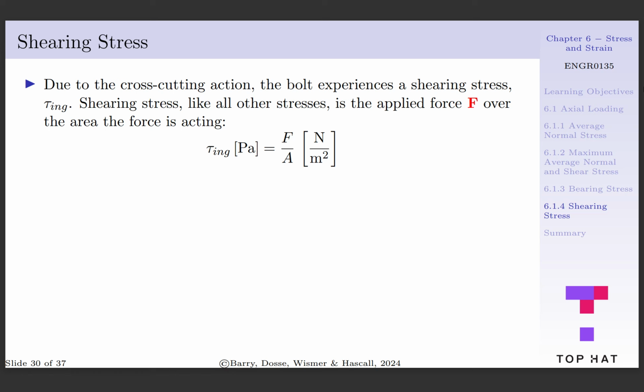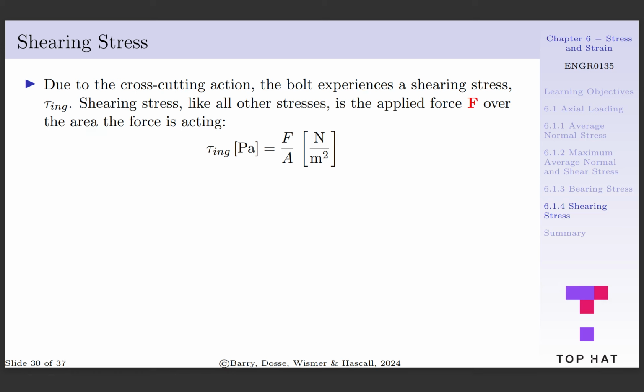Let's reconsider the situation where two bolted members are in tension as shown below, but this time focus on the bolt. As the top plate moves right and the bottom plate moves left, the bolt will experience shearing at the interface of the two plates, which is a cross-cutting action that's imparted onto the bolt. As a result of the cross-cutting action, the bolt experiences a shearing stress, tau sub avg.